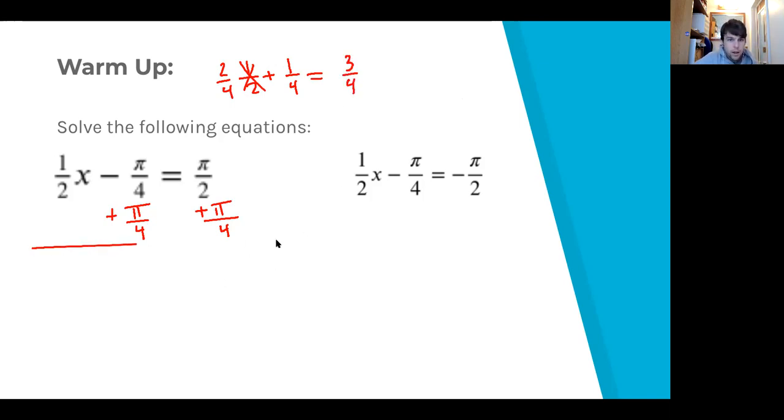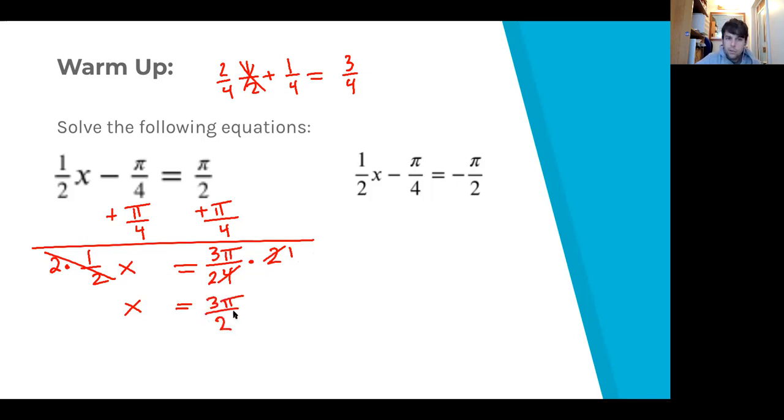So on this side, we're going to get 3/4 of pi, or 3 pi over 4, equals 1/2 x. And then to solve this, we could divide both sides by a half, or we could multiply by 2. However you want to get rid of this fraction here, I think it's a little easier to multiply by 2. So multiplication by 2 cancels that out. We get x equals, well, we have to multiply this by 2 also. A little bit of simplifying here. These are both divisible by 2. So we end up with 3 pi over 2.